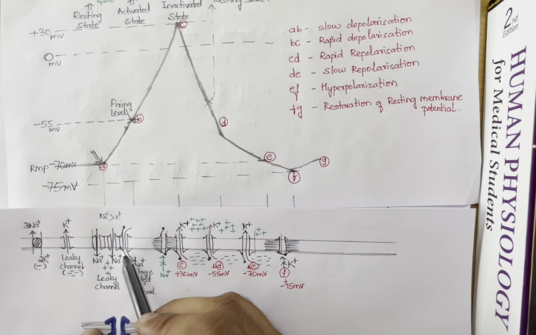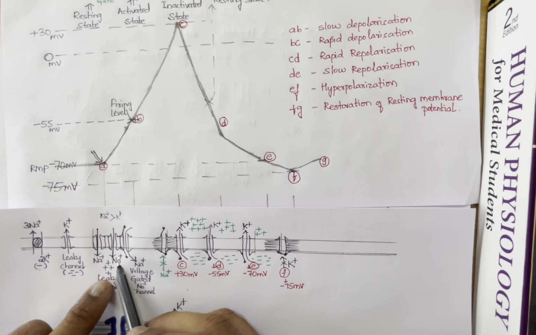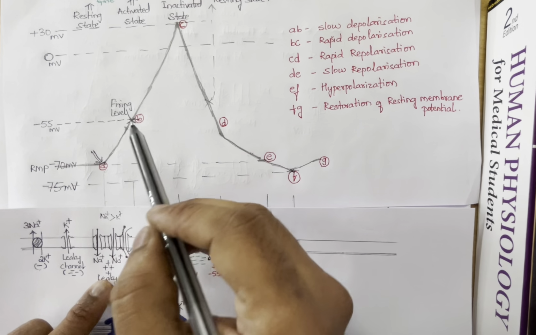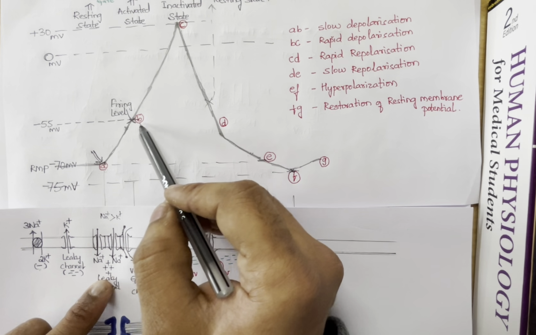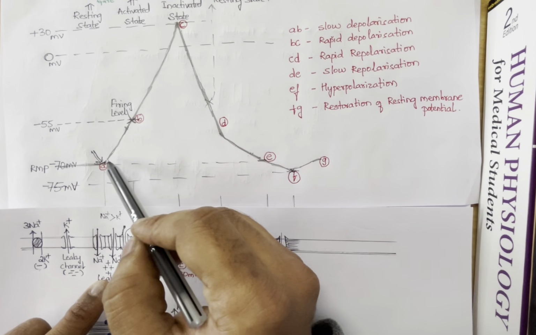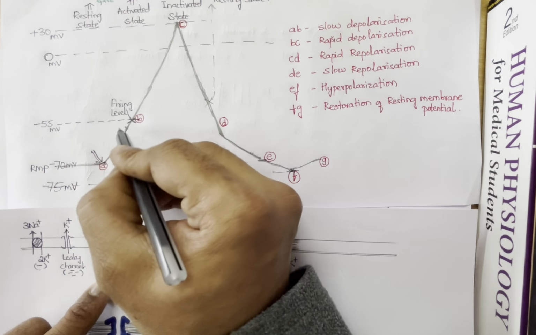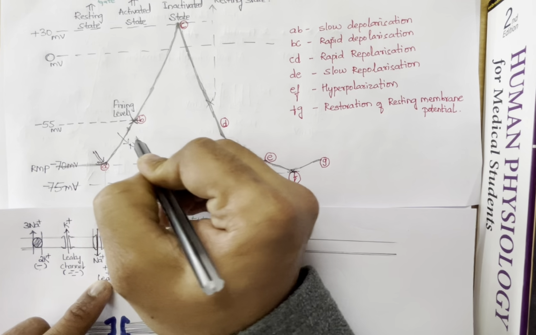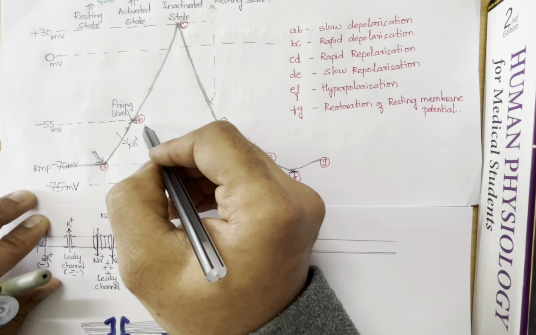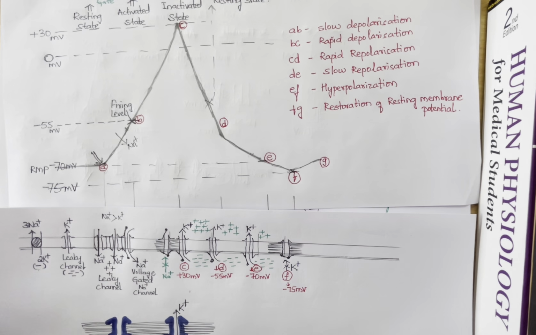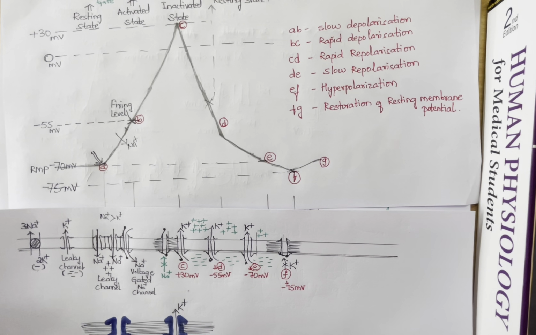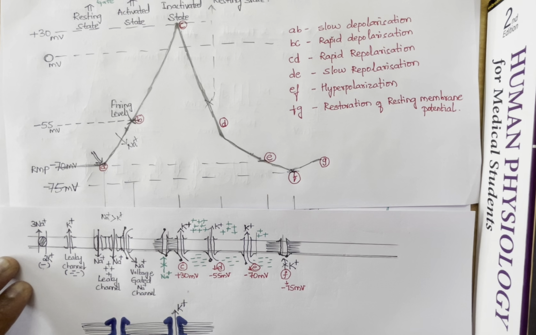That is how the membrane potential is taken from minus 70 to minus 55 millivolt. That is the firing level. So the reason for the slow depolarization between A and B is influx of sodium ions through leaky sodium channels. At the firing level, there is something called the all or none phenomenon, the all or none principle. That means all the voltage gated sodium ion channels present in that region will get into the active state.